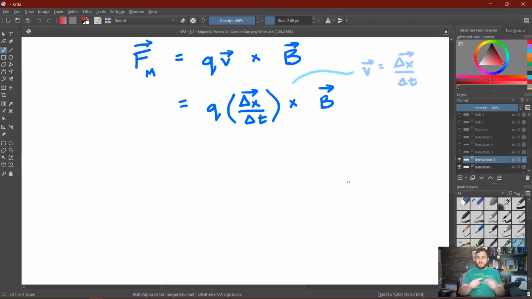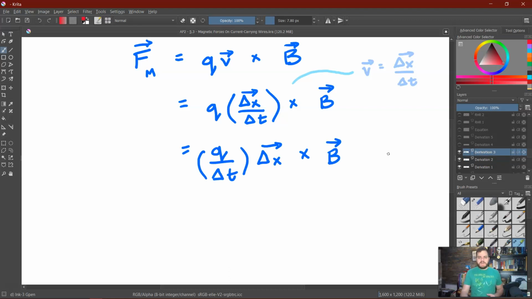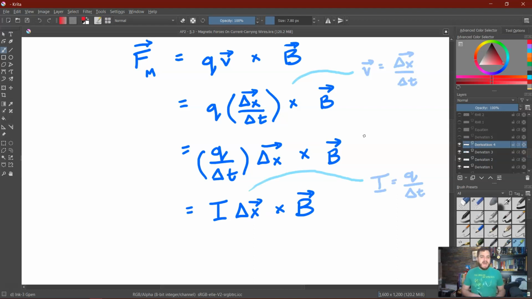And now we're just going to do a little bit of rearranging. I'm going to move the delta t from underneath delta x, because these are multiplied with q, to underneath the q. This is totally acceptable. So now I have q over delta t times delta x cross B. But what is a charge over time? That is a current. So now I have I times delta x cross B.